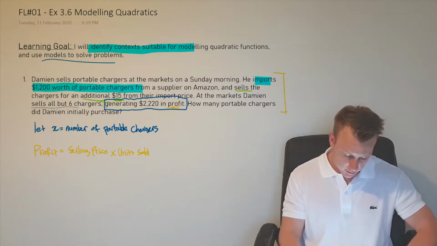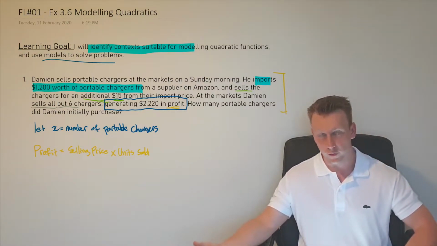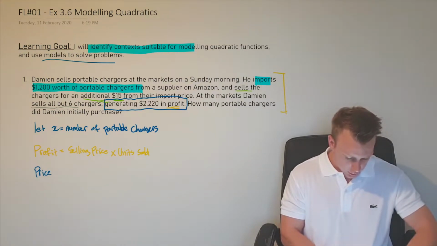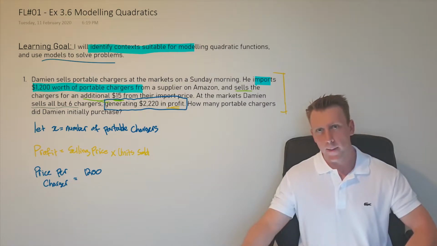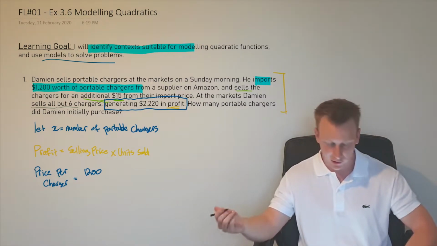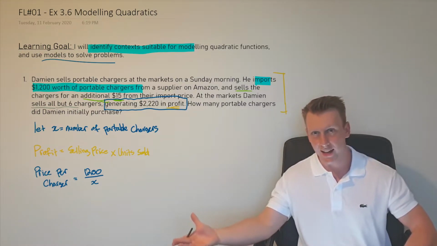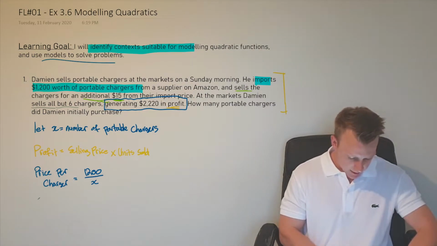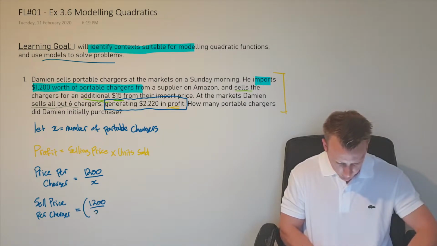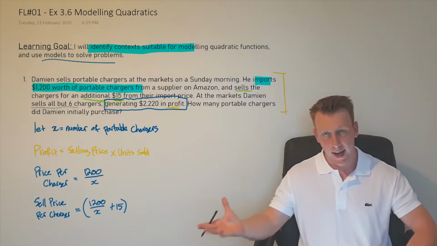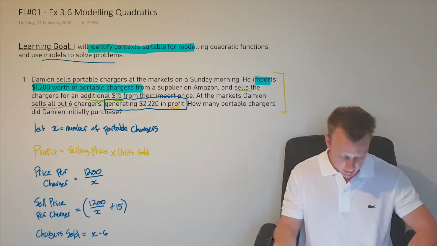So for our case here, we need to work out what was the selling price of his chargers. All we know is that it was $15 more than what he bought them for. Well, the price per charger, that's what I'm going to try and figure out. I bought a whole bunch for $12,000. If I bought x of them, to work out what one costs, I just divide by x. Imagine if I bought 10, to work out what one costs, I just divide by 10. In this case I bought x, so I'll divide by x. That means the sell price per charger is what you bought it for plus $15. And we know we sold all but 6, so we sold x minus 6 chargers.